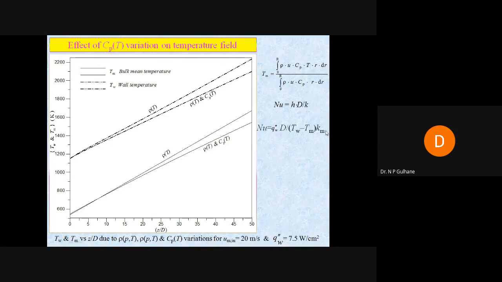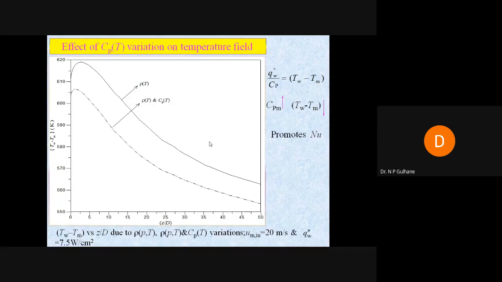If k_m is also varying, then the entire Nusselt number will also go on varying, and that is another research topic. Okay, so that is extended further. So this type of study is carried out because of this density variation plus Cp variation for a value of 20 and 7.5 heat flux. Okay. Now another one is what is the Cp variation effect on the temperature field.